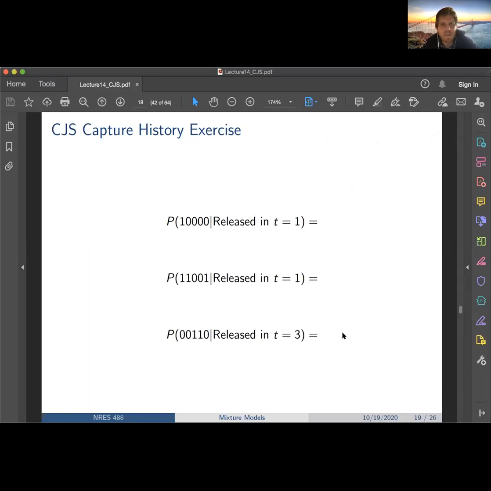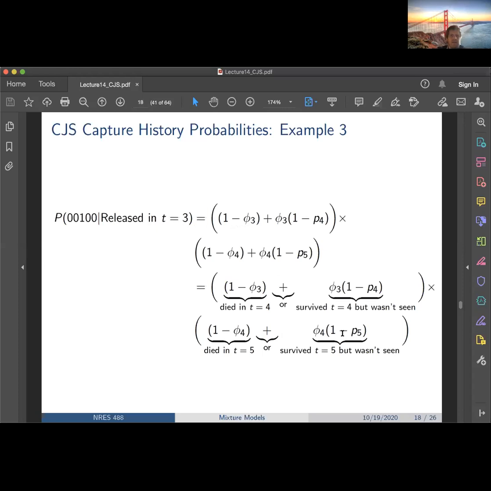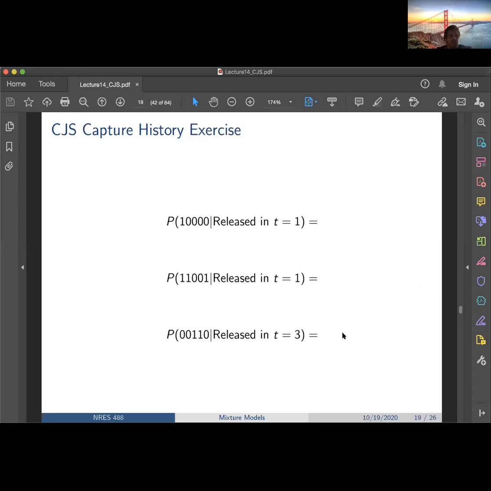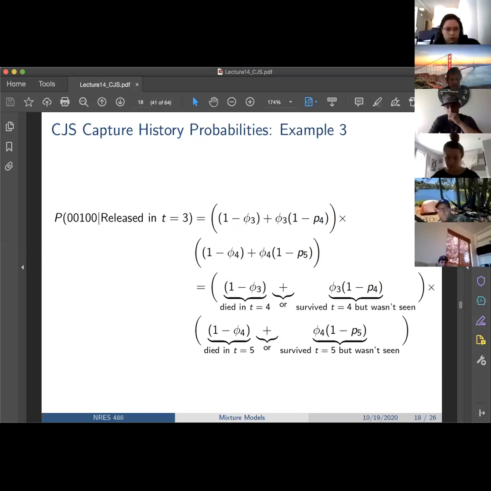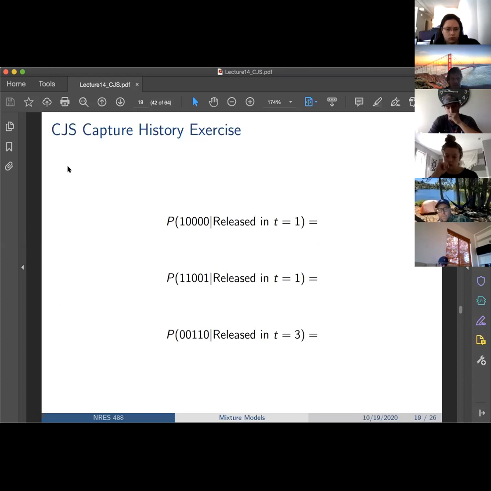And then what we can do is we use our data to estimate what the p's are and what the phi's are. And actually, RMark is going to do all of this for us. It's going to give us the maximum likelihoods for p's and phi's for all of them. But this is how it's separating these probabilities out and how we can use these data. Okay.